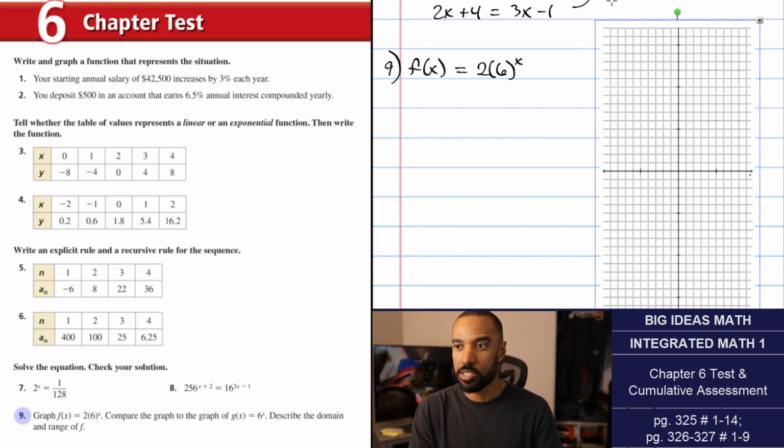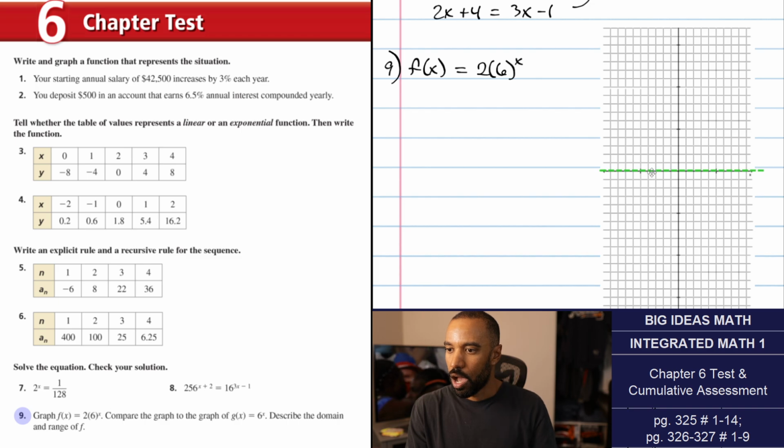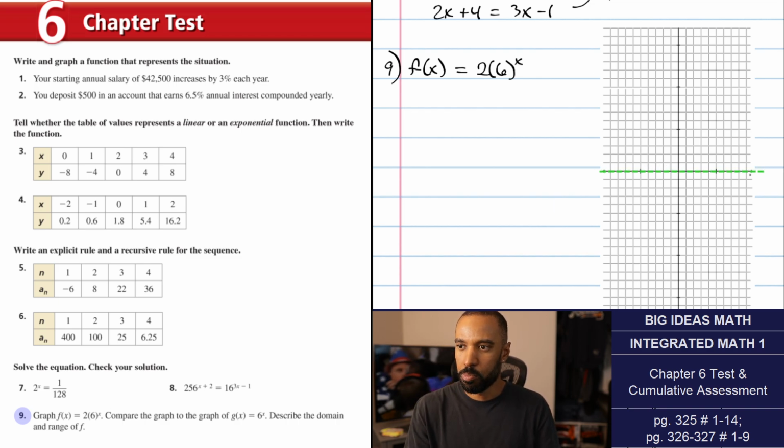2 is the y-intercept. 6 is the growth factor. I have a horizontal asymptote on the x-axis, on y equals 0, like so. I'm multiplying by 6 each time, starting from 2 on that y-intercept. So here, 2 times 6 is 12. 12 times 6 is 72. I have no intention of fitting that. I can divide 2 by 6 and get 1/3. Divide that by 6 and I get 1/18. Very, very small.